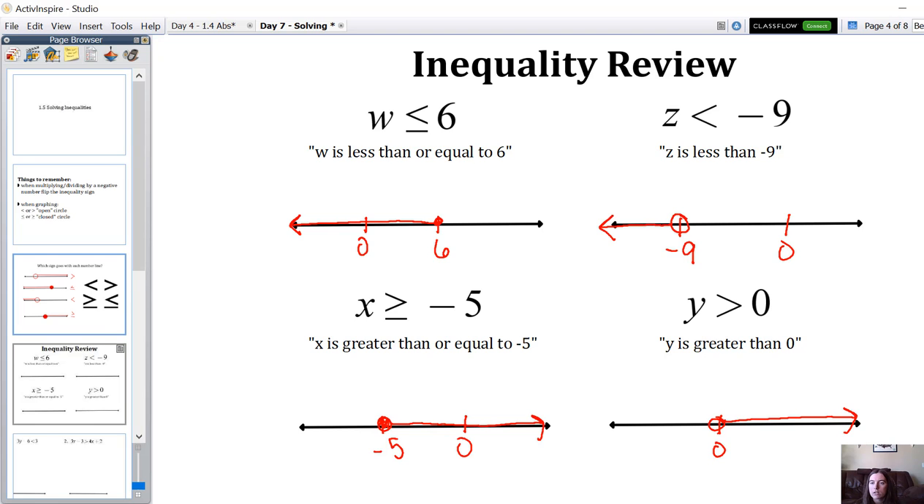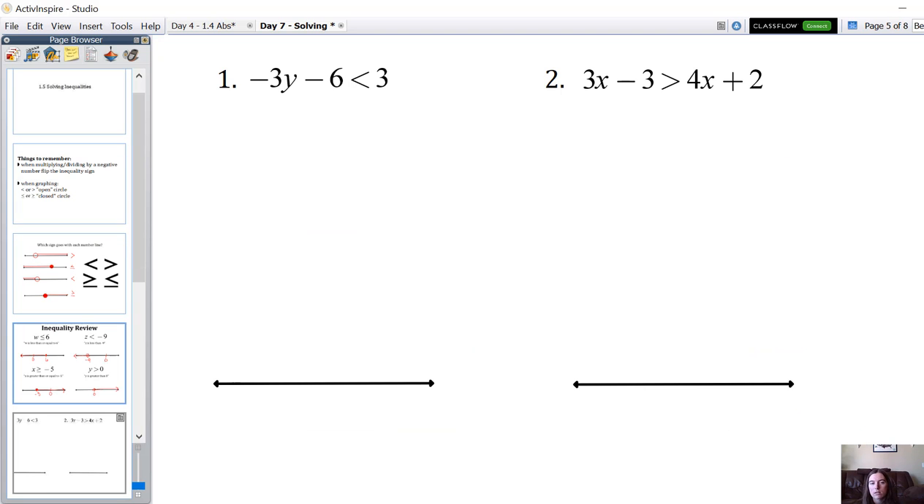Now let's go ahead and start solving some inequalities. With these, they're very similar to solving equations, but we have that inequality sign. So we're still going to be working on getting our variable by itself and getting the constant to the other side. In example number 1, we have negative 3y minus 6 is less than 3.